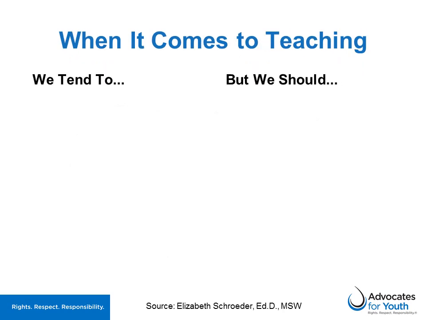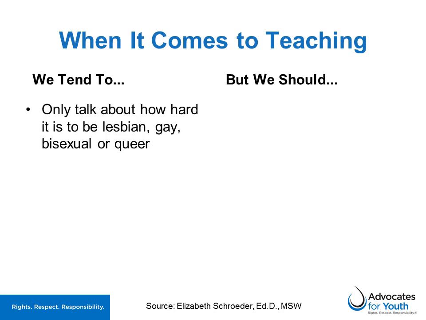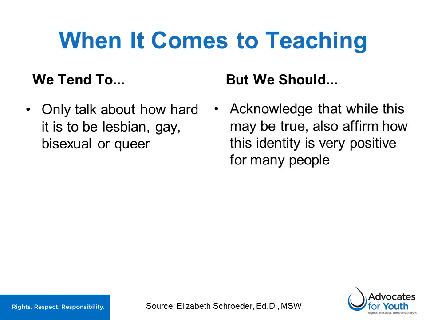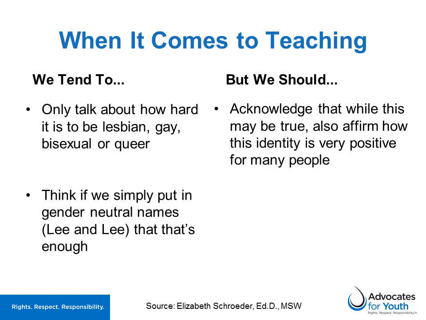Unfortunately, we've fallen into some bad habits, as outlined by Dr. Elizabeth Schroeder. One is we tend to only talk about how hard it is to be lesbian, gay, bisexual, or queer, when really we should acknowledge that challenge and those extra roadblocks and barriers, but also affirm that it's really positive for many, many people. We also think if we just put in some gender neutral names, if I call the characters Lee and Lee, I'm good, right?